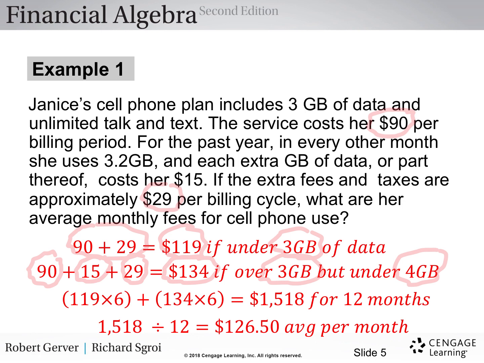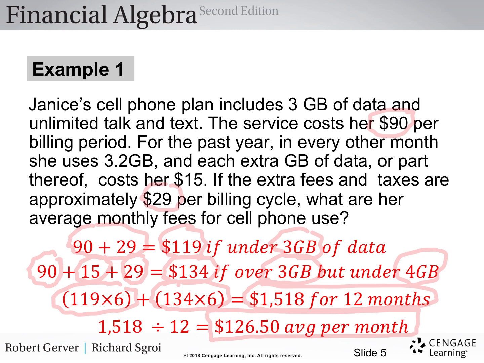Well, now, let's look at if we take 119 for 6 months, 134 for 6 months. That equals $1,518 for 12 months. Or if we divide by 12, her average per month is equal to $126.50 per month. That's her average cell phone bill.